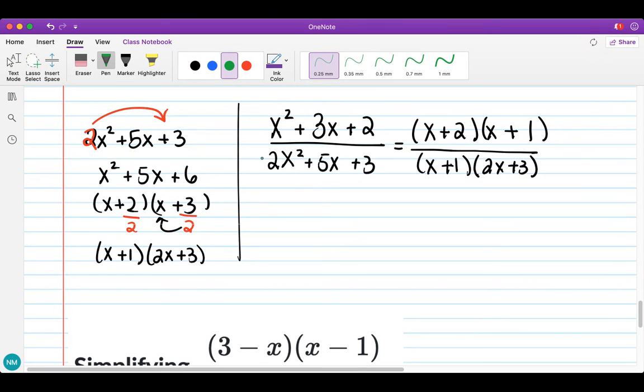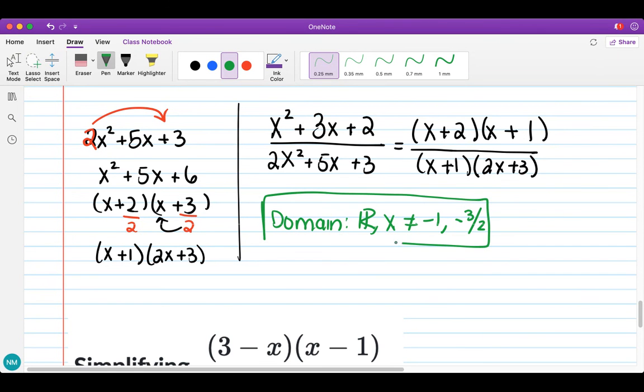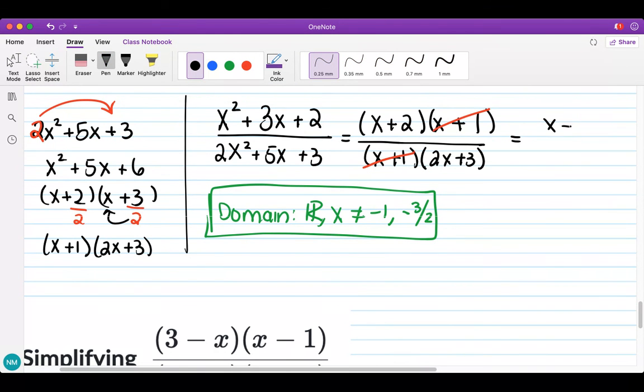Now, what's the domain? The domain is all real numbers, but x cannot equal negative 1, and I set this equal to 0, and I get negative 3 over 2. And then what cancels out is the x plus 1, and so we'll get x plus 2 over 2x plus 3.